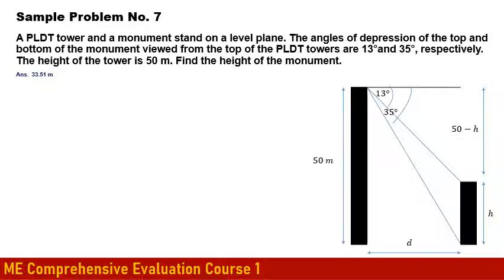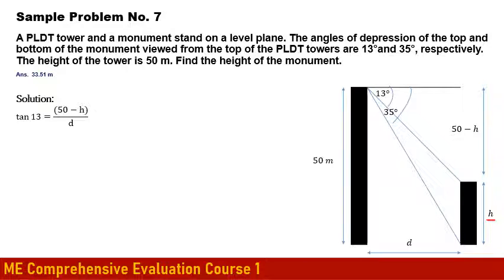So we are given the height of the tower, 50 meters, and the height of the monument, which is unknown. We designate it as h. We're also given that the angles of depression of the top and the bottom are 13 degrees and 35 degrees. The angle of depression is the angle viewed from the horizontal of your eye downwards. So from the top of the tower, that would be this angle here, 13 degrees for the top and 35 degrees for the bottom of the monument. So we're going to solve for the value of h.